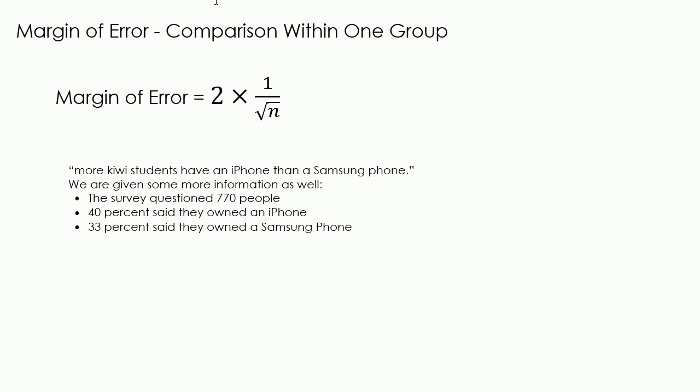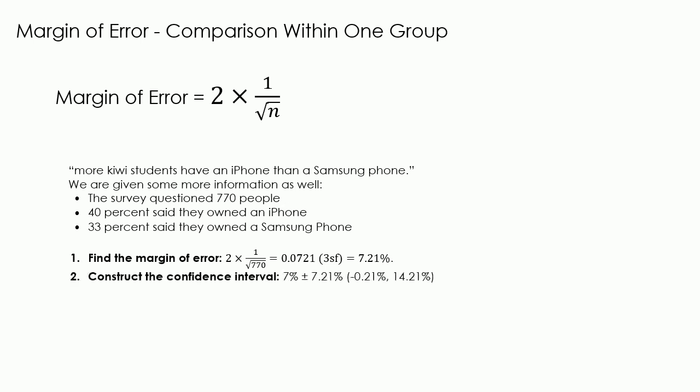Just like last time, there are 4 things we need to do. The first thing we need to do is find the margin of error. This is 2 times 1 over the square root of n, which is 2 times 1 over 770 square rooted, which gives us 0.0721 to 3 significant figures. If we make this a percentage by multiplying by 100, this is 7.21%. Now we need to construct the confidence interval. This is 7% plus or minus our margin of error of 7.21, which gives us a bottom of negative 0.21% and a top of 14.21%.